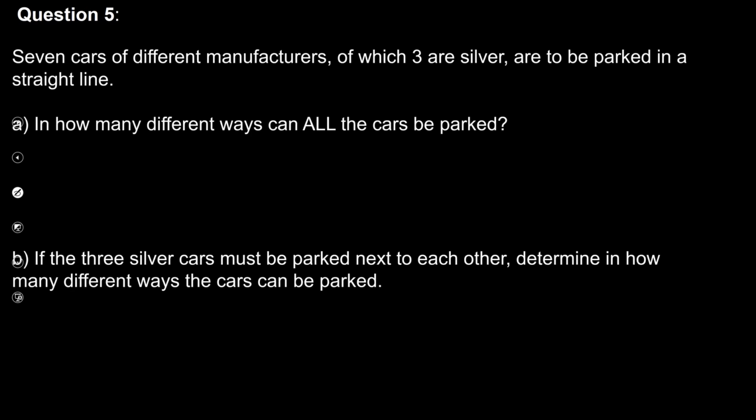Okay, so let's read our question again. 7 cars of different manufacturers. So we have 7 cars. Very important, there are 7 cars of different manufacturers, of which 3 are silver. What does that mean? If 3 are silver, that implies we have 4 which we don't know, because we have 7 cars. The cars are to be parked in a straight line. Are we all together? Now, in how many different ways can all cars be parked?